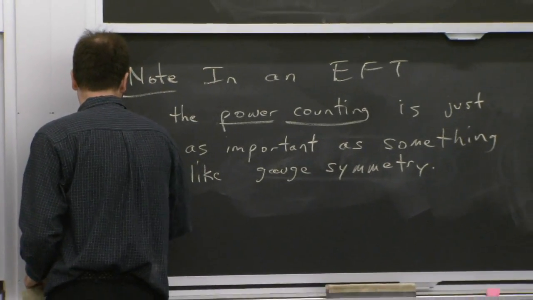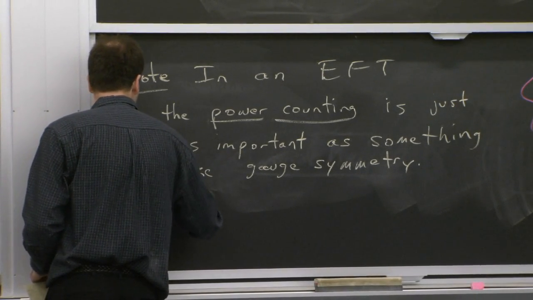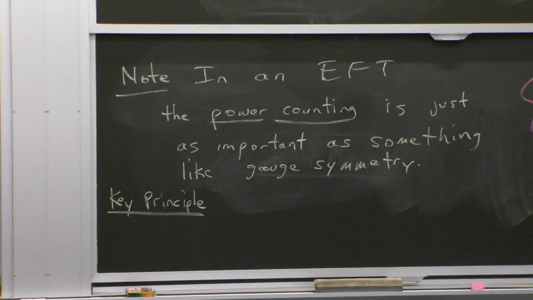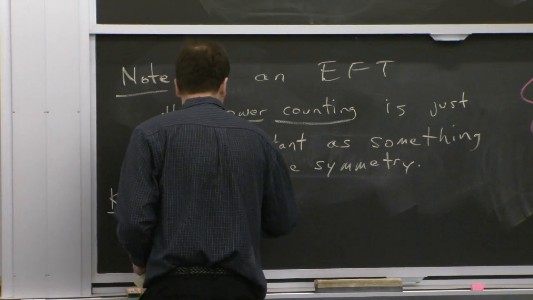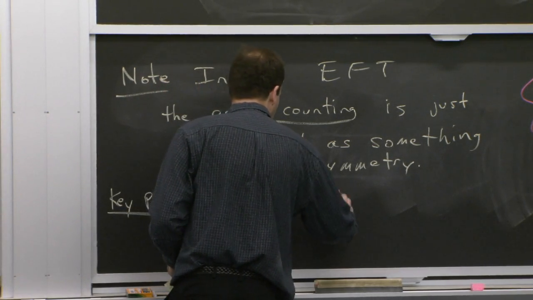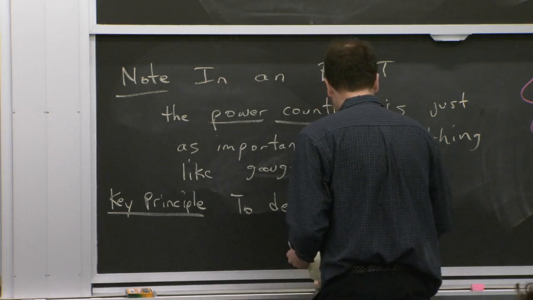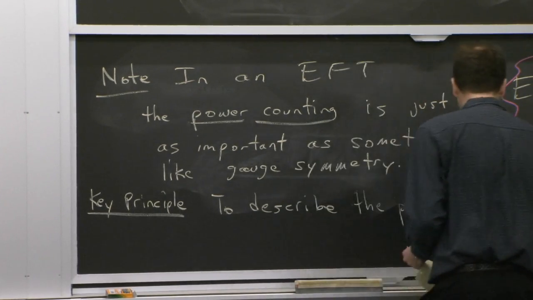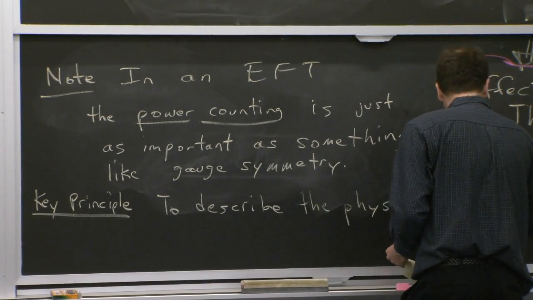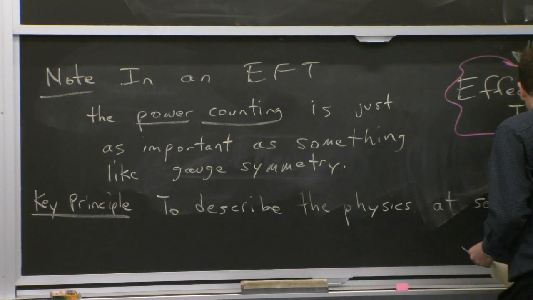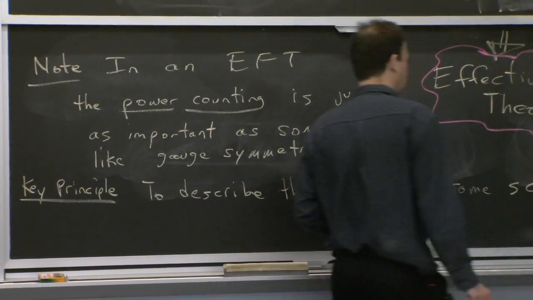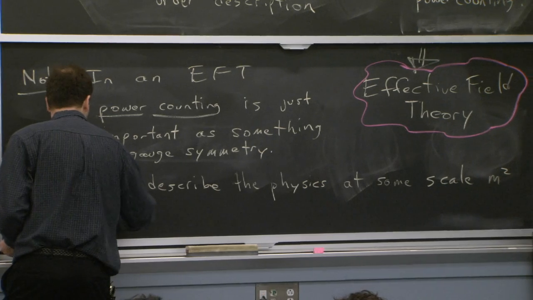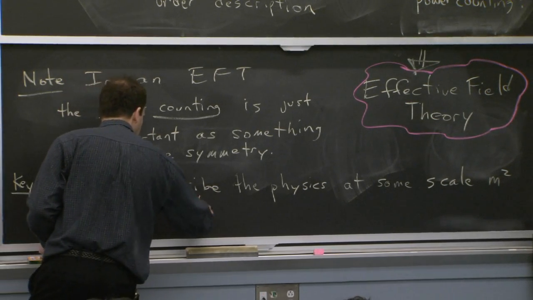Okay, so what's the key principle? Well, there's a key principle of quantum field theory that we're using when we design effective field theories. And that is that we're insensitive to physics at higher energy scales. So going back to Wilson, if we're interested in describing the physics at some scale m squared, we don't need to know the details of physics at higher energy.